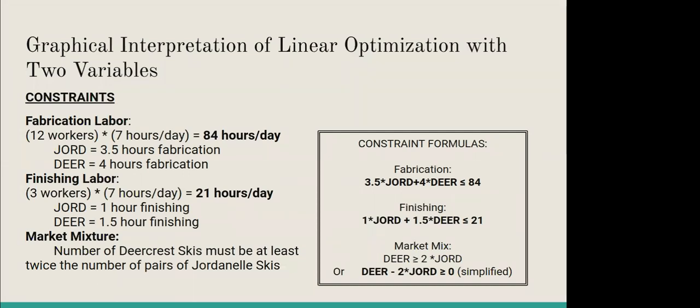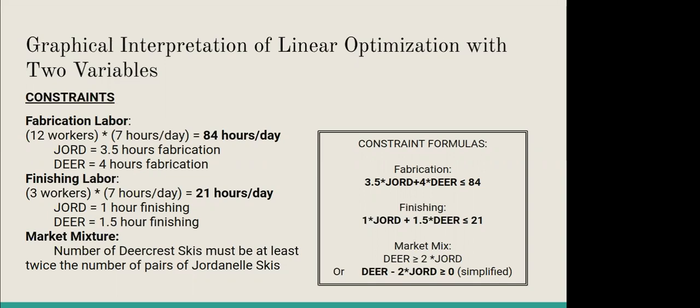The constraints of our example are in the fabrication department. There are 12 workers who work 7 hours a day, which comes to a total of 84 hours a day, which cannot be exceeded. The Jordanelle skis take 3.5 hours of fabrication, and the Deer Crest skis take 4 hours of fabrication, which leaves us with the fabrication constraint formula of 3.5 times JORD plus 4 times DEER is less than or equal to 84 total hours.